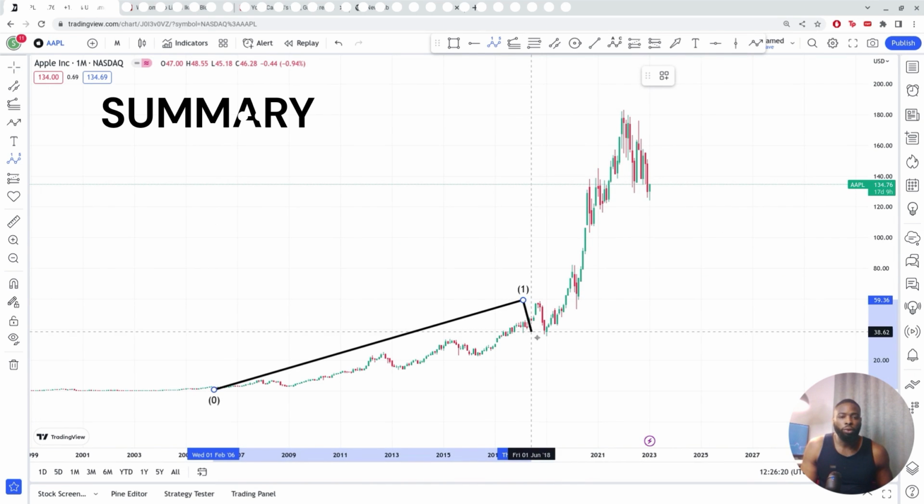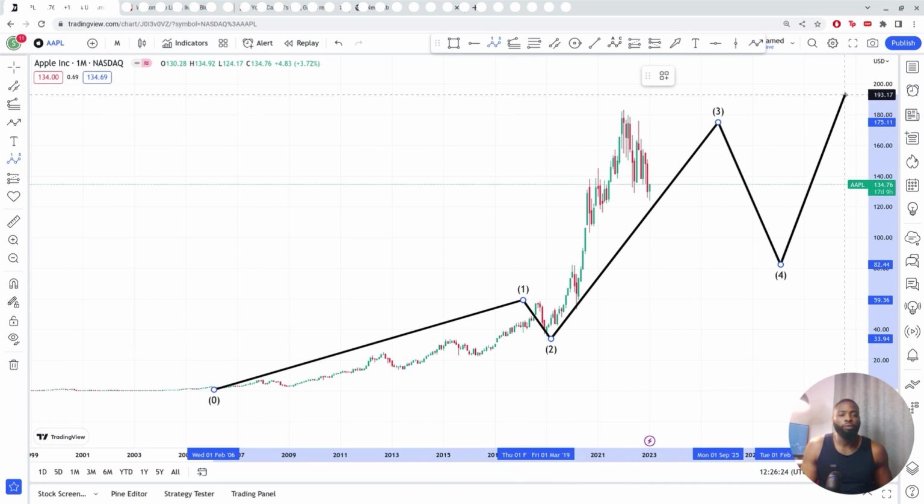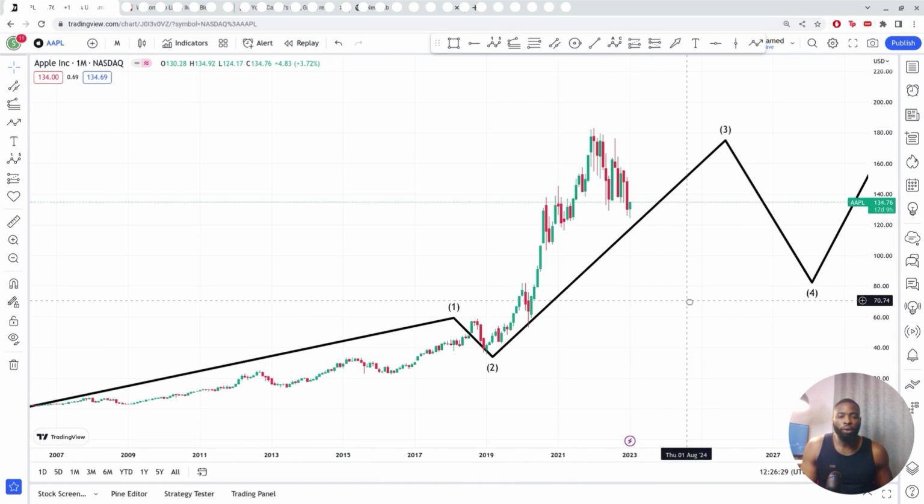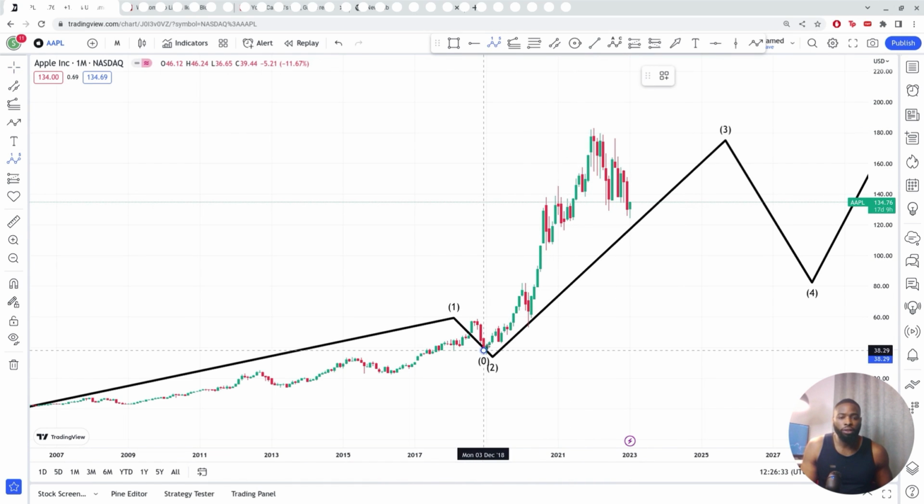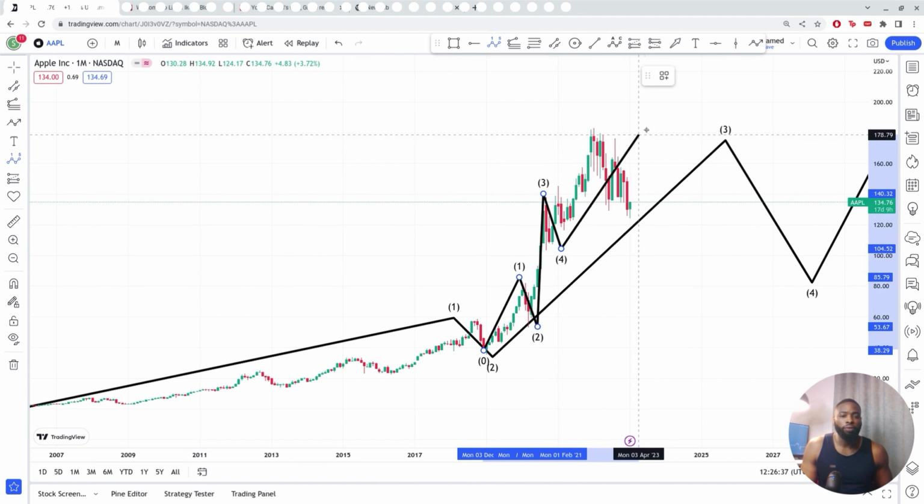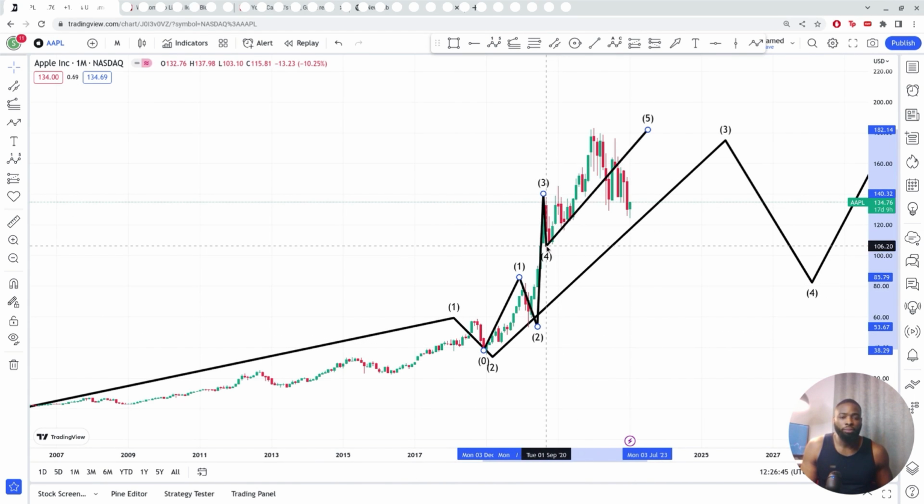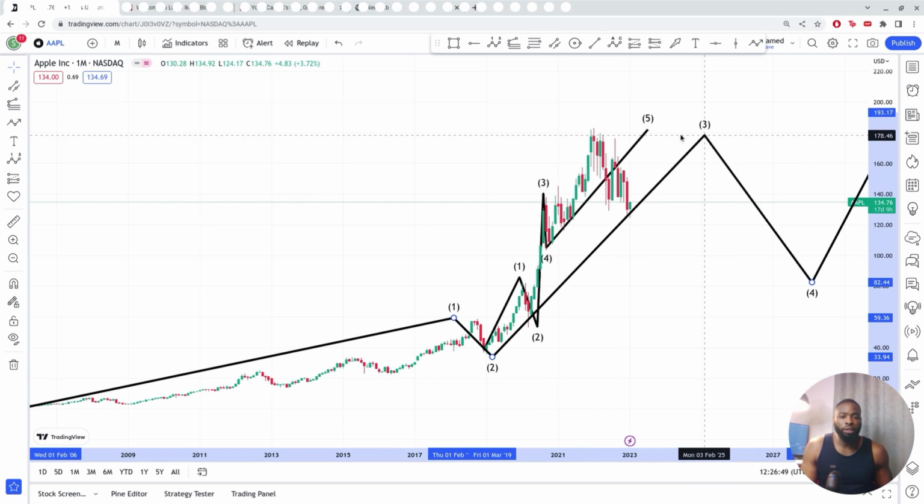Summary of my analysis: this is the first wave, second wave, third wave, fourth wave, and 5th wave, and we are still on the 3rd wave. And within this 3rd wave, you have a 5-wave pattern, which is an impulsive wave, where this is the first, second, third, fourth, and 5th. The impulsive wave is always a 5-wave pattern. So in that case, what to expect is a fully developed 5-wave pattern before getting this 4th wave.